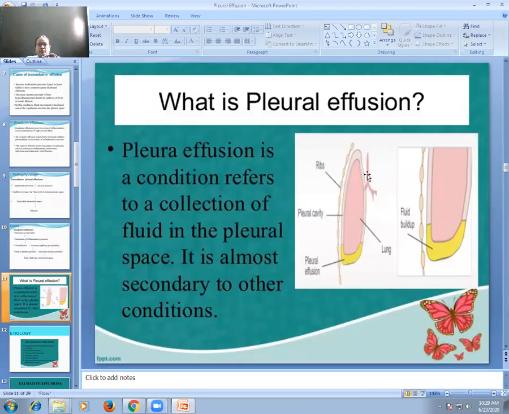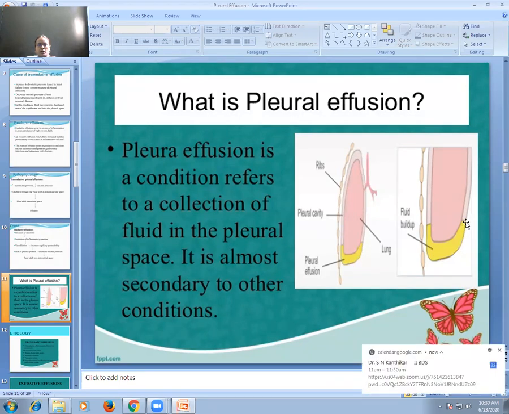See, this is your lung, this is the rib cage. Inside the rib cage there is parietal pleura, and around the lung there is visceral pleura. In between this visceral pleura and parietal pleura is the pleural space all around the lung. Collection of fluid in this pleural space around the lung is pleural effusion. It is always a secondary process.